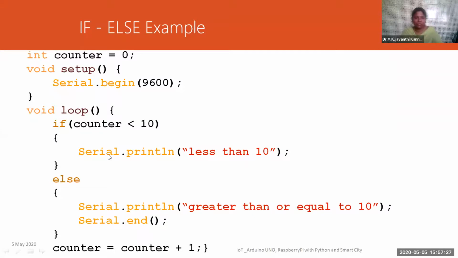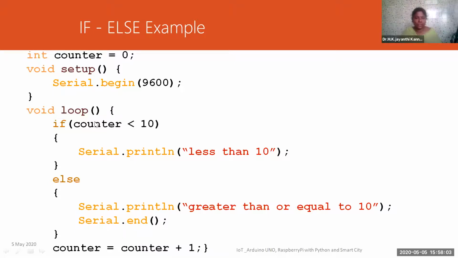So what we are doing is checking the condition. Initially the count is 0. Now 0 is less than 10, so the condition is satisfied. Then it will execute Serial.println with the text less than 10. This statement will be printed while the condition holds, else it will print Serial.println greater than or equal to 10, then Serial.end. So Serial.begin means that the connection is established between the Arduino UNO board and the computer. Through Serial.end, we are ending the connection between the computer and the Arduino board.